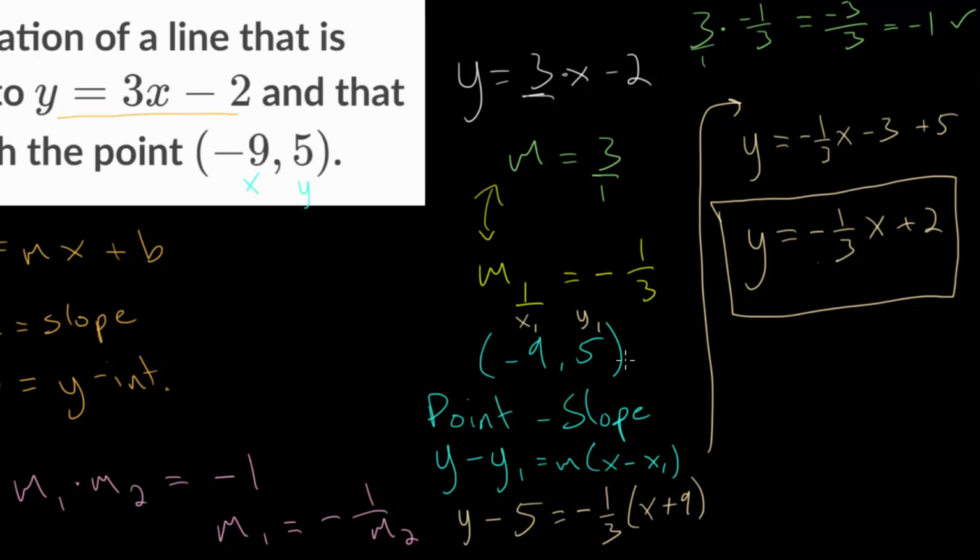And we can see that it passes through (-9, 5), because if we plug in -9 here, 9 over 3 is 3. The negatives cancel. We get 3 plus 2, which is 5. So that confirms that this is in fact the correct answer.